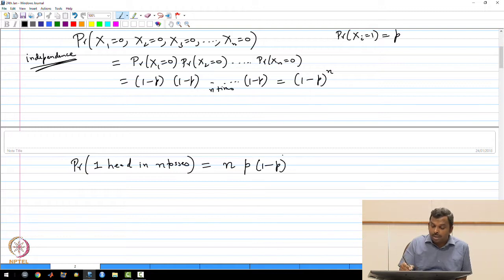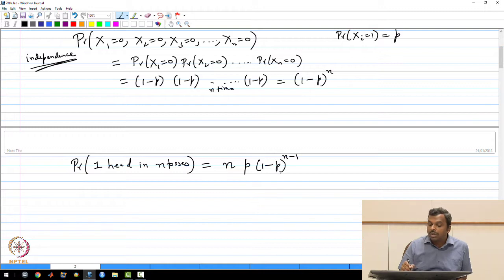The probability of tails is 1 minus p, and that happens n minus 1 times. So this is the binomial event, and you can see the multiplication occurring here, right? p into (1 minus p) raised to the power n minus 1. There are n minus 1 tails, n minus 1 zeros, and only one head. So one single 1 occurs in the sequence x1 to xn. For that 1 you have a probability p, and for all the zeros you have a probability 1 minus p.